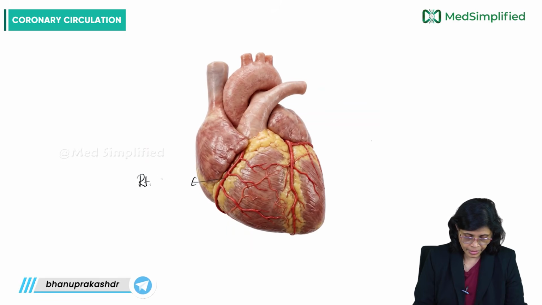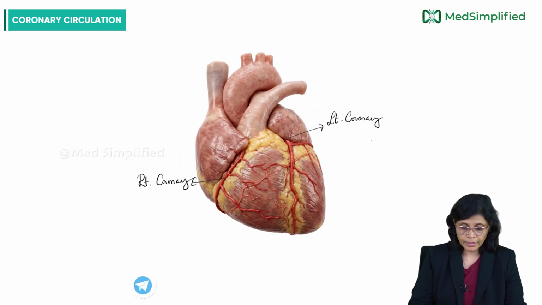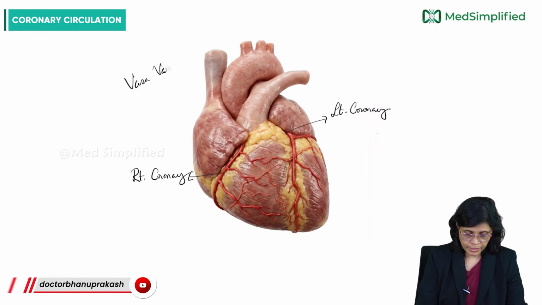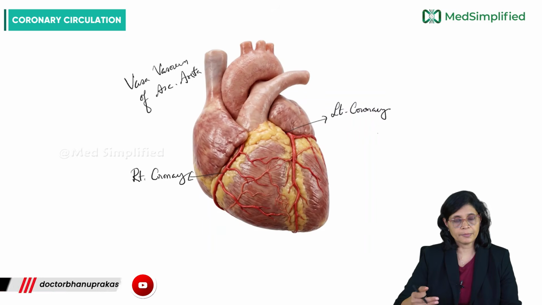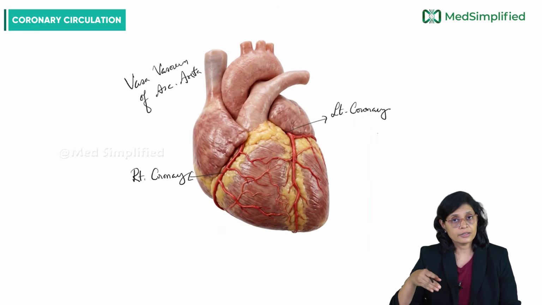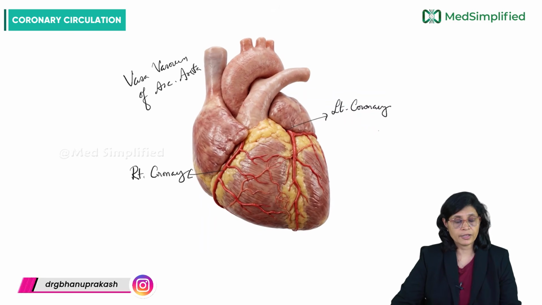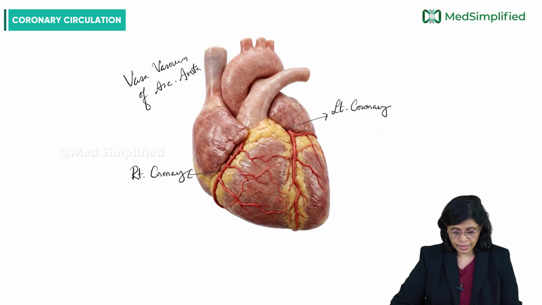So we have the right coronary and the left coronary supplying the heart through its branches. Now these arteries we call the vasa vasorum of the ascending aorta. Okay, so vasa vasorum is a blood vessel supplying a blood vessel. Because here the ascending aorta is giving rise to these which are supplying the heart, we call them the vasa vasorum. So each coronary artery is known as the vasa vasorum of the ascending aorta.